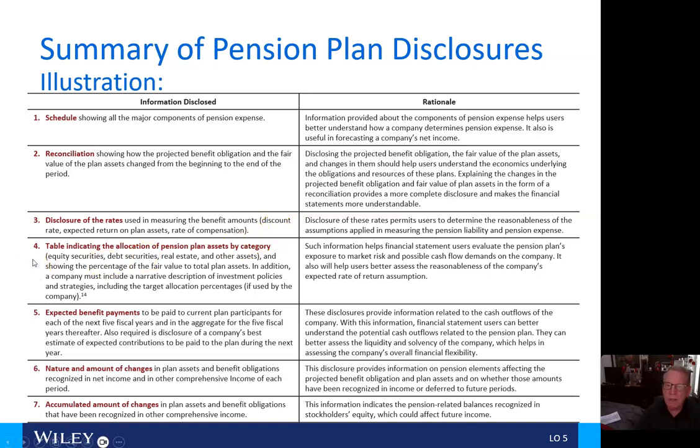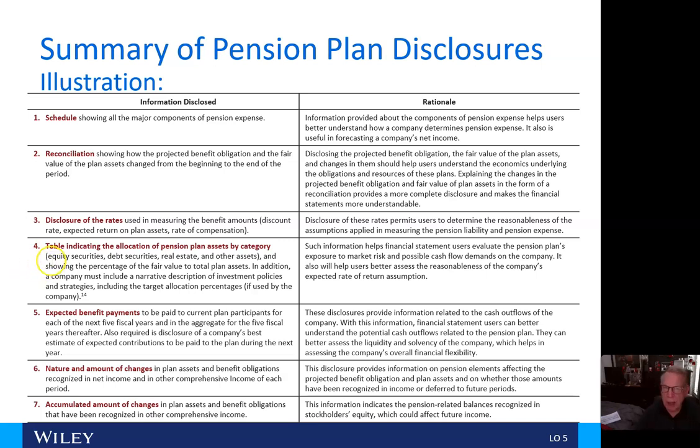Number 4, we have a table indicating the allocation of pension plan assets by category. And that includes equity securities, debt securities, real estate and other assets, and showing the percentage of fair value to total plan assets. In addition, a company must include a narrative description of investment policies and strategies, including the target allocation percentage if used by the company.